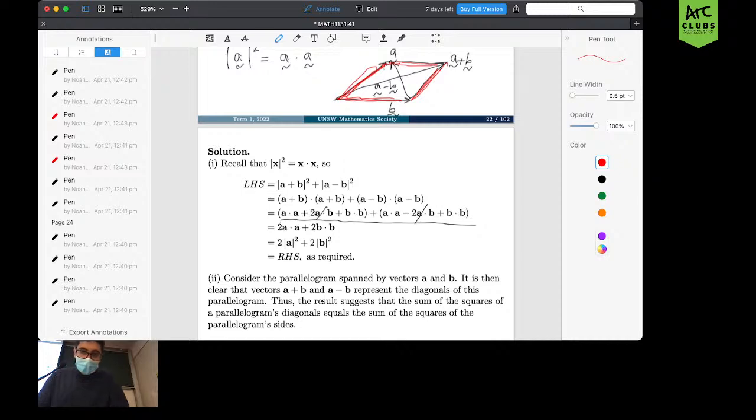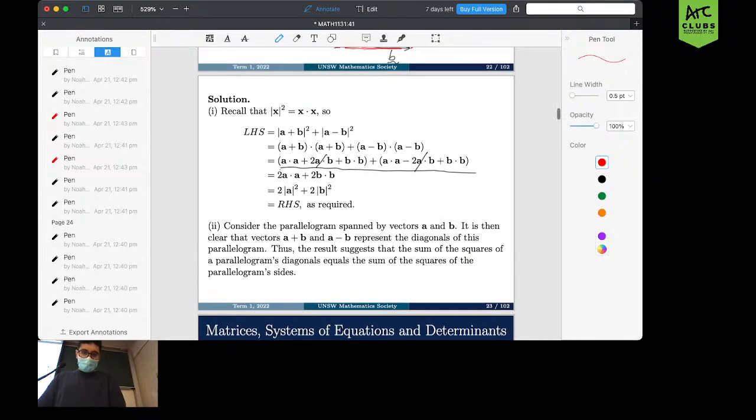Cool. Yep, I think that's it for vectors. I'll now pass it on to Noah so he can teach matrices, and then I'll come back with complex numbers at the end. Sweet. Cool.